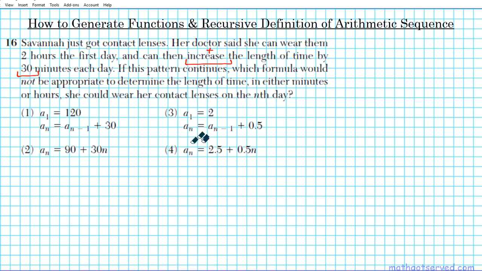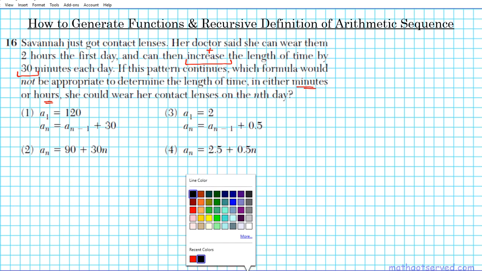Okay? All right, so what we're going to do is generate the first 3 terms of the arithmetic sequence in minutes and hours, and then see which of these, either functions or recursive definitions, does not generate the 3 terms that we found. Okay? All right, so let's start with the minutes term first.